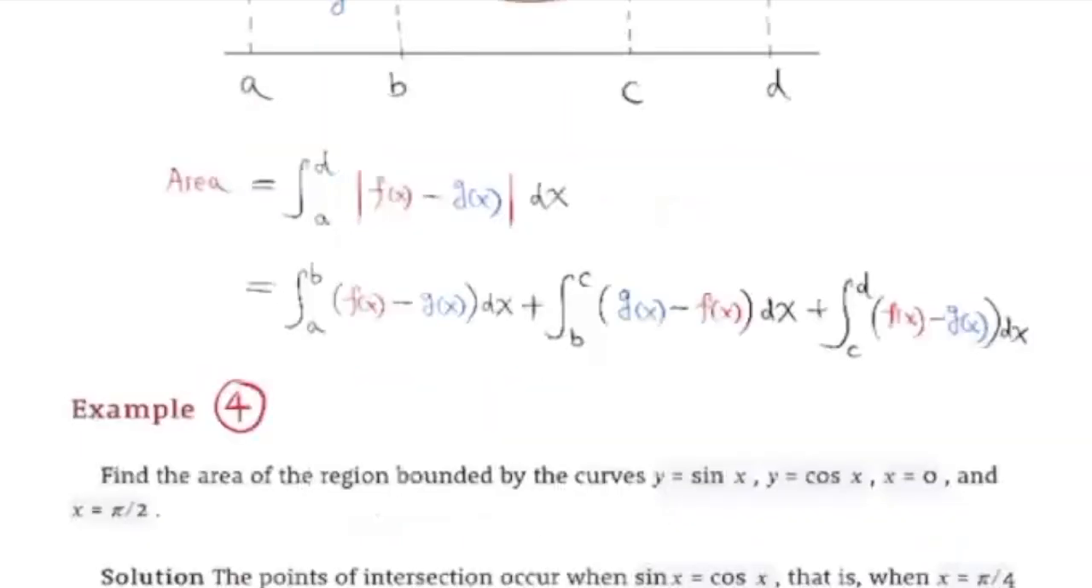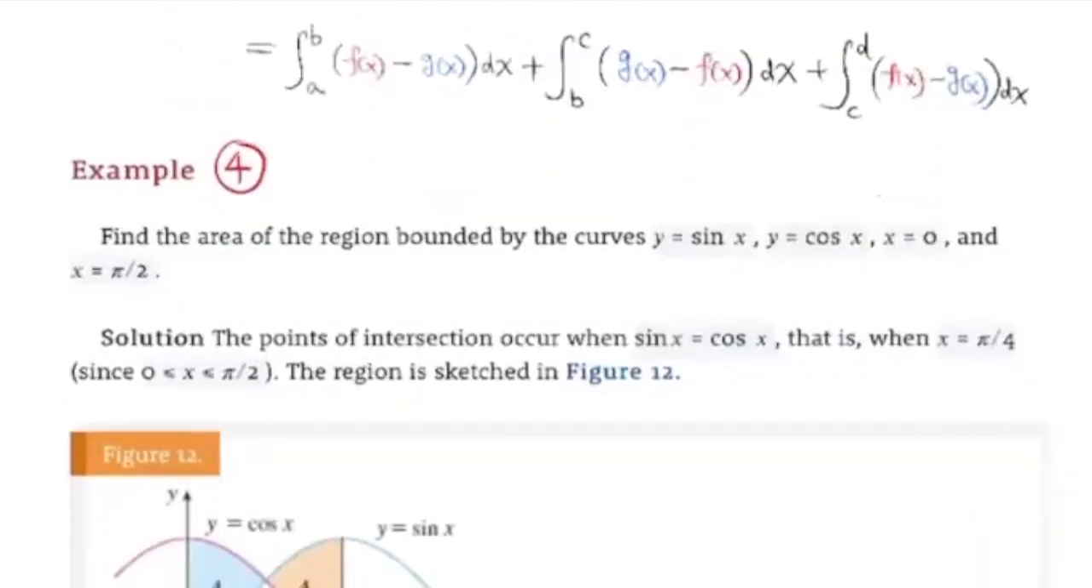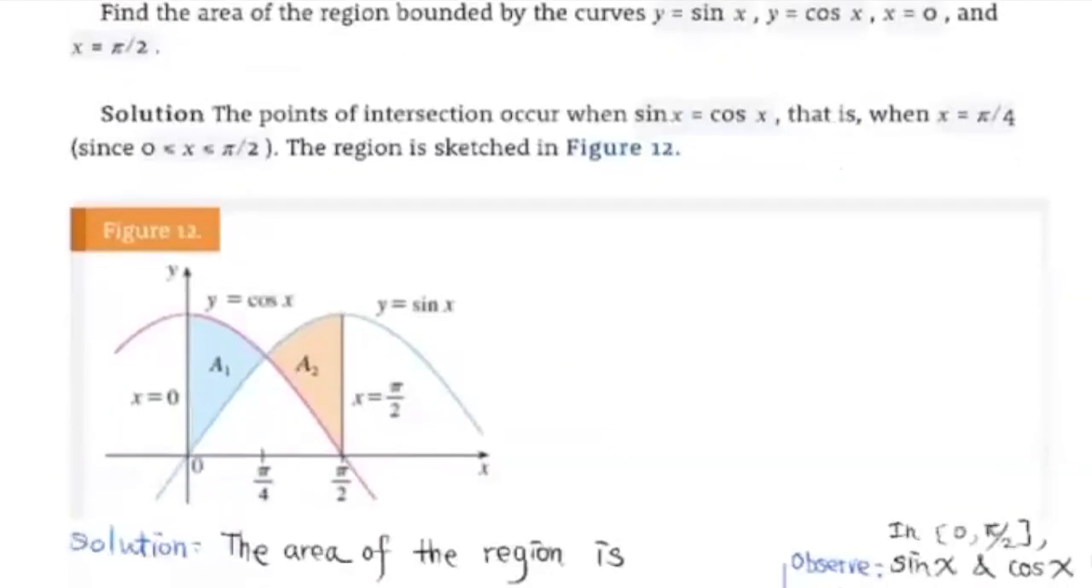Now look at this example 4. We're trying to find the area of the region bounded by this curve y equals sine x, y equal to cosine x, x equal to 0, and x equal to π/2. Now first observe that sine x and cosine x intersect when x equal to π/4.